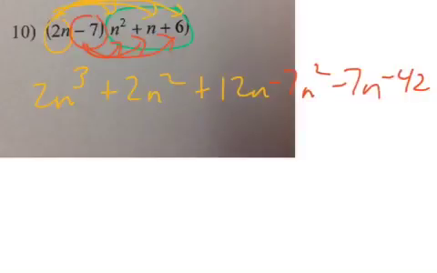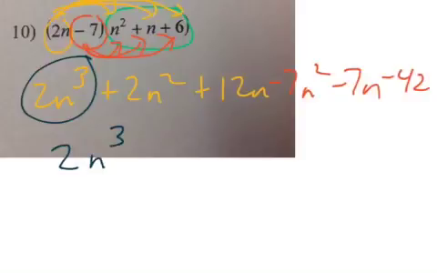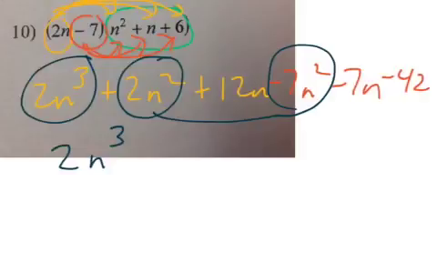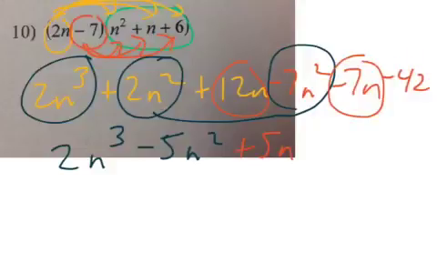And so we do have some like terms here. 2n cubed is the only cubed term, but I do have a 2n squared and a minus 7n squared there. Well, that's a minus 5n squared. And then if you look carefully enough, I also have a 12n and a minus 7n. Well, together that's 5n. And what's left over, of course, is minus 42.